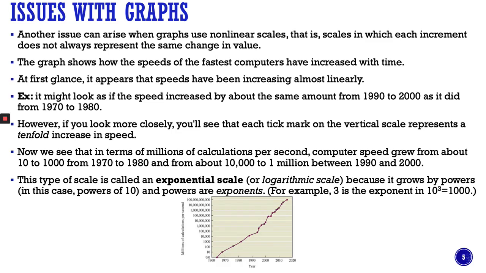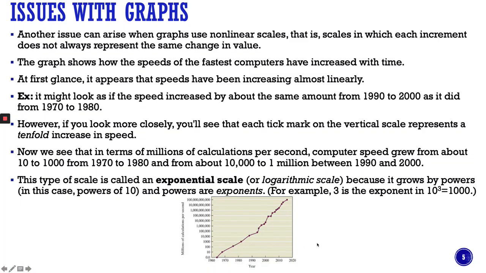Another issue can arise when graphs use nonlinear scales. That is, scales in which each increment does not always represent the same value and change. The graph shows how the speeds of the fastest computers have increased with time. At first glance, it appears that speeds have been increasing almost linearly, because it looks like a line here. It might look as if the speed increased by about the same amount from 1990 to 2000 as it did from 1970 to 1980, because it's basically in a line.